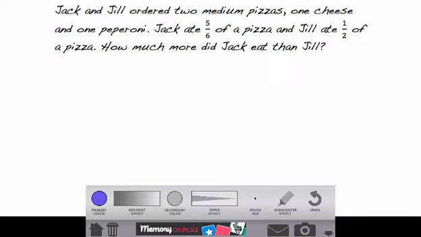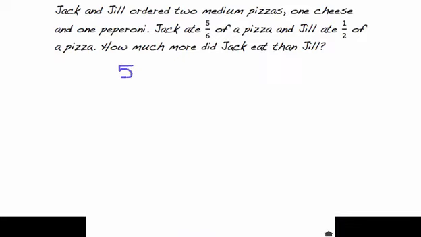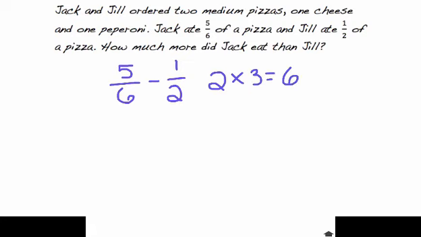Okay, so we are going to use the same problem. So we have 5/6 minus 1/2. Remember, when adding and subtracting, you have to have a common denominator. A common denominator is a number that both 6 and 2 can go into evenly. First, we want to see if 2 can go into 6. In this case, 2 can go into 6 because 2 times 3 equals 6. 6 is going to be our common denominator.